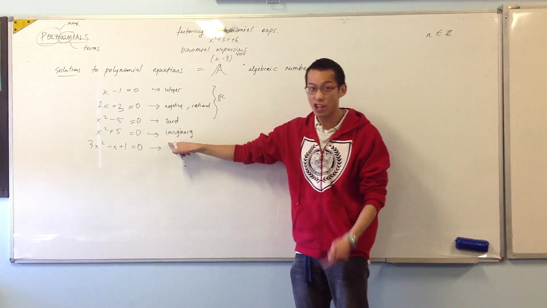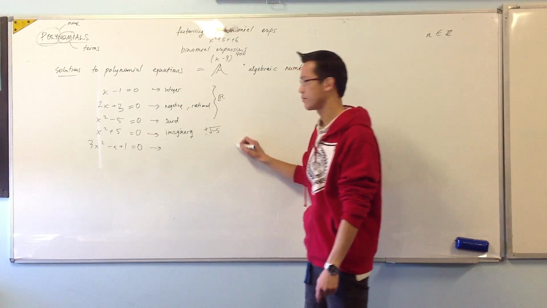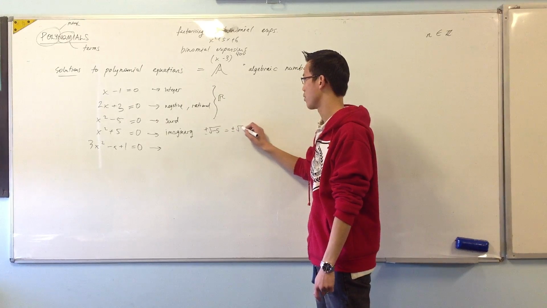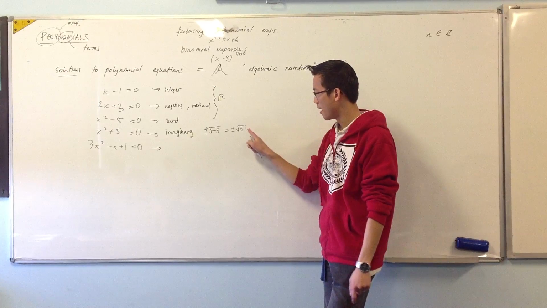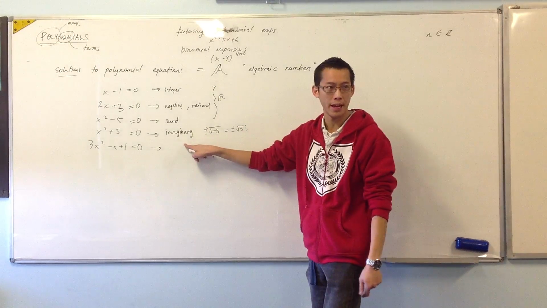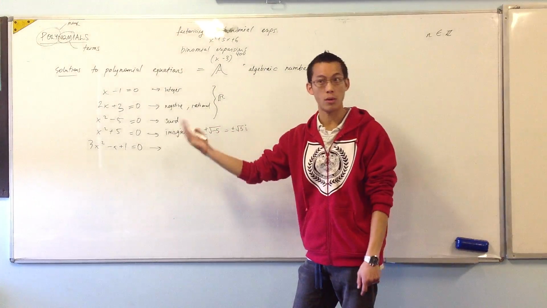Now, the actual solution to this one is plus or minus the square root of -5, which we can write as plus or minus square root of 5i. The important thing to note is that all of this is attached to the i. It's all imaginary. But if you go ahead and solve this, you can use the formula or complete the square or whatever you like.